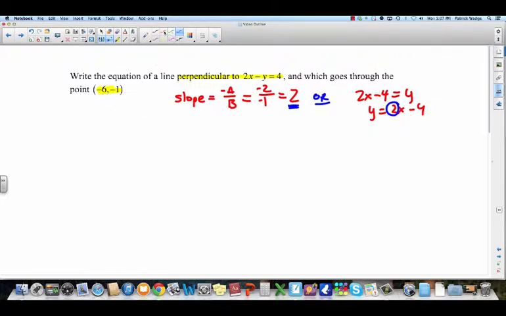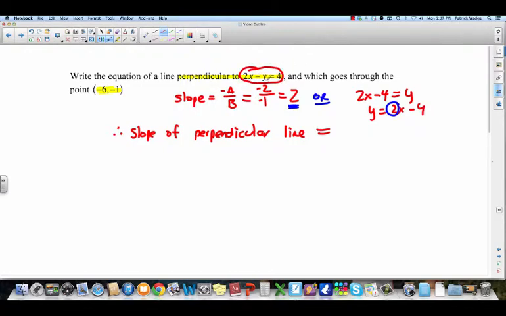Oh, but wait a minute, don't skip a step. This is the line we're given. What does this mean about a line that's perpendicular to this? So the slope of a perpendicular line, if it's a line that's perpendicular to this line, it's perpendicular to this one.